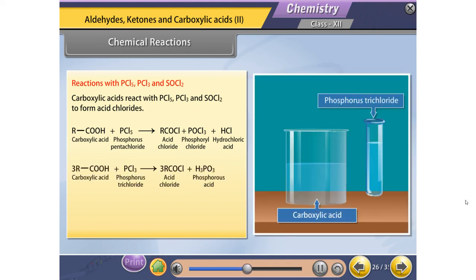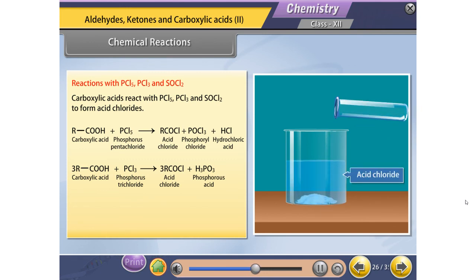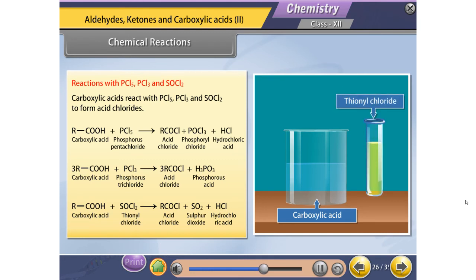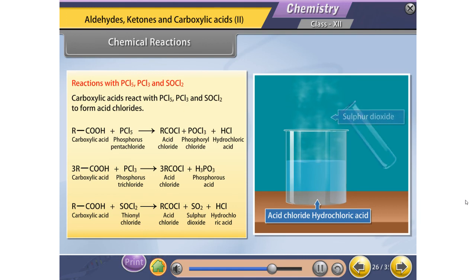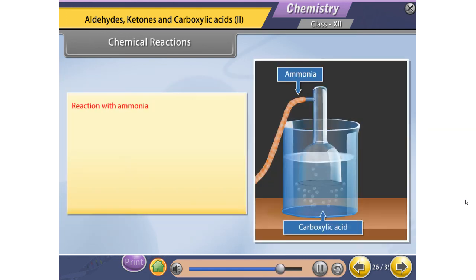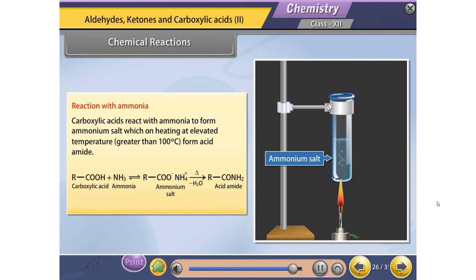Carboxylic acid reacts with phosphorus trichloride to form acid chlorides and phosphorous acid. Carboxylic acid reacts with thionyl chloride to form acid chlorides, sulfur dioxide, and hydrochloric acid. Reaction with ammonia. Carboxylic acids react with ammonia to form ammonium salt, which on heating at elevated temperature, that is greater than 100 degrees Celsius, forms acid amide.